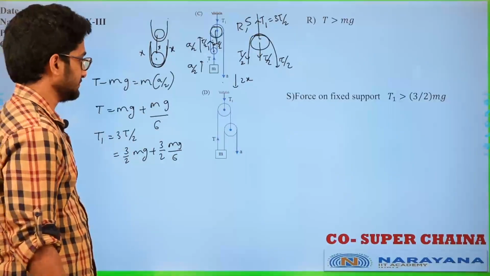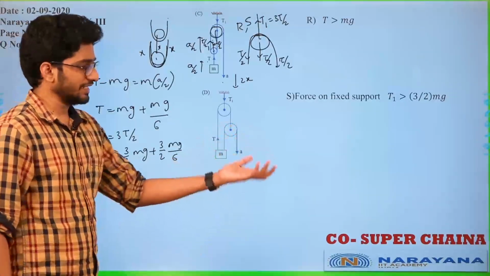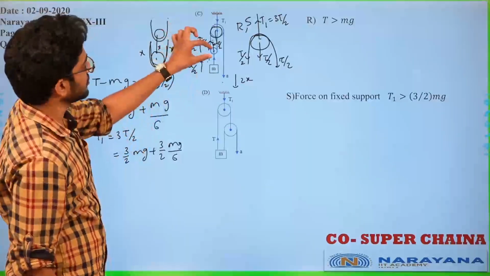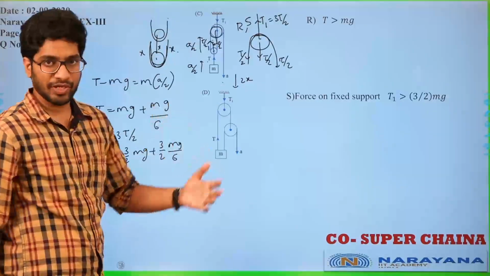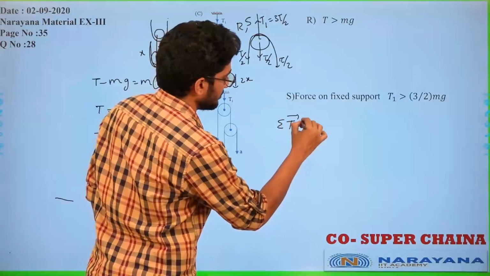Again here, how do you find the acceleration again? I can use a string constraint also. Here we used the displacement method. If it moves by displacement x, this should displace by 2x. I can use the string constraint also, that is sigma T vector dot v vector equals 0.